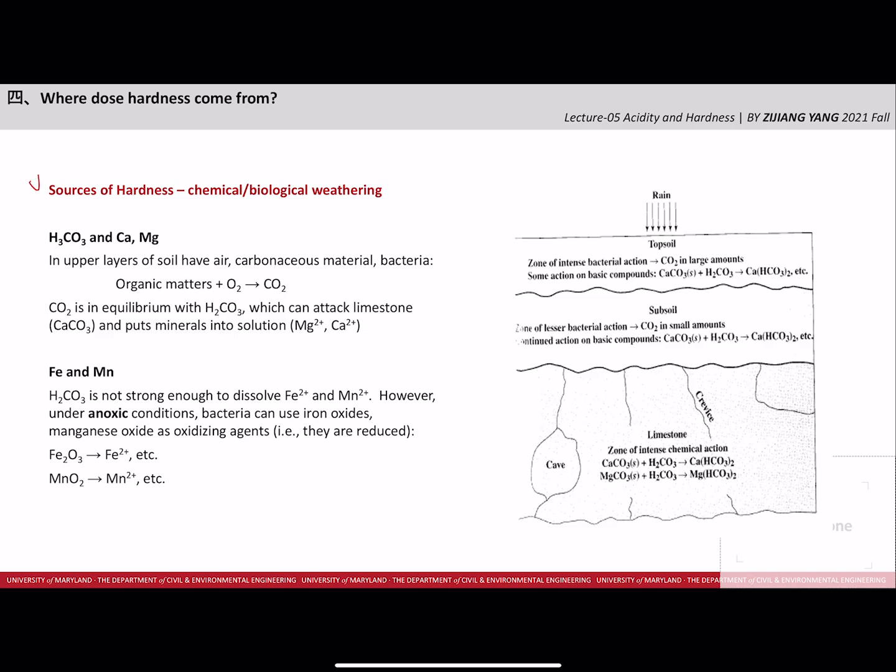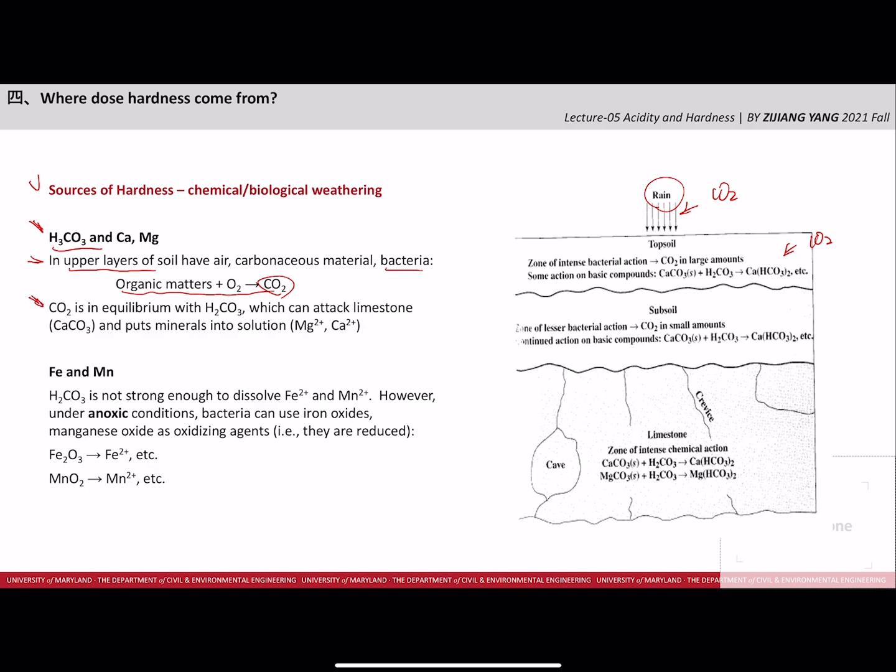The next one is about sources of hardness. Hardness can come from carbonic acid and calcium and magnesium. In the rainwater, it can capture CO2 from the atmosphere. And when the rainwater gets into the soil, because of respiration, the bacteria can convert organic matter into CO2, so it can capture more CO2 here. As mentioned here, in the upper layer of soil we have air, so the CO2 can dissolve into the water. And we also have bacteria, which can generate more CO2 in the soil.